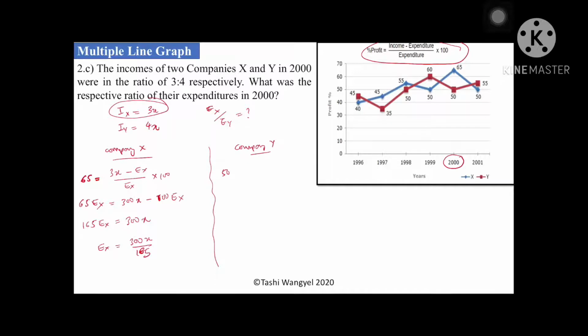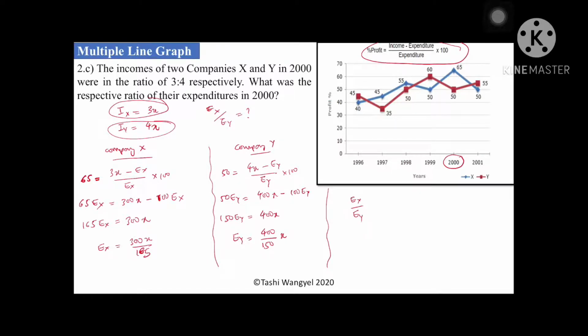For company Y, the profit is 50%, so 50 equals income, which is 4x, minus expenditure of Y, over expenditure of Y, into 100. Cross multiplying, 50 EY equals 400x minus 100 EY. Taking 100 EY to the other side, 150 EY equals 400x. Therefore EY equals 400x by 150.